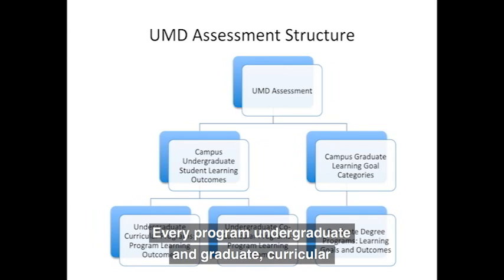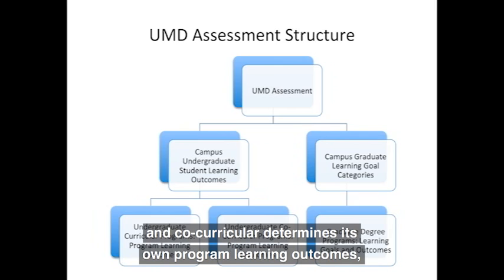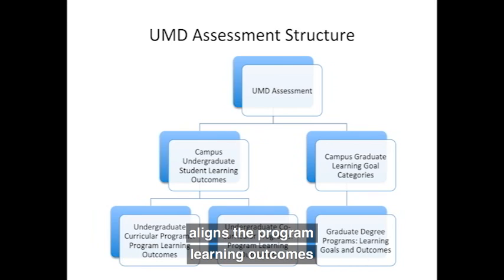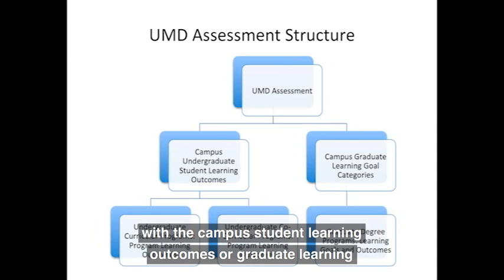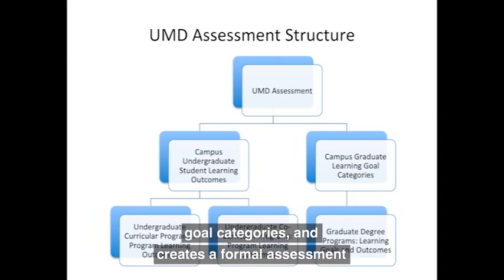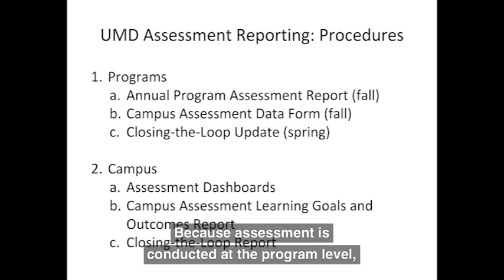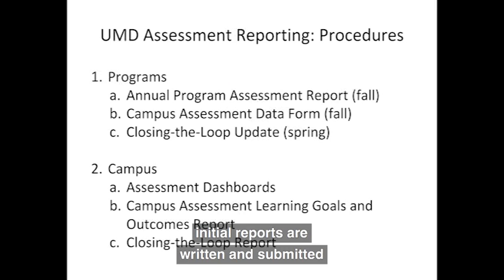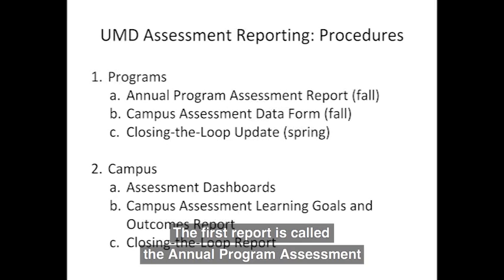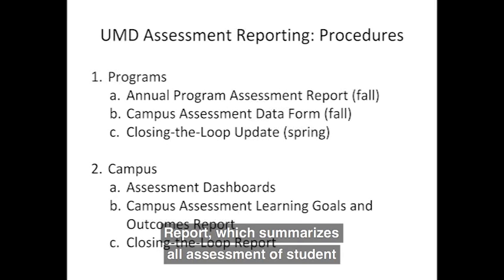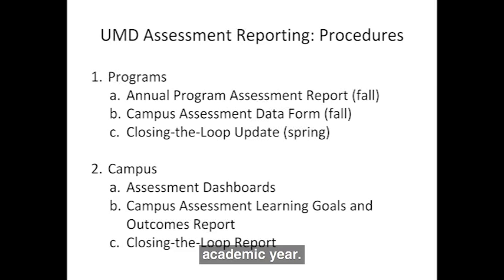Every program, undergraduate and graduate, curricular and co-curricular, determines its own program learning outcomes, aligns the program learning outcomes with the campus student learning outcomes or graduate learning goal categories, and creates a formal assessment plan that follows campus assessment practices. Because assessment is conducted at the program level, initial reports are written and submitted by every program that has an assessment plan. The first report is called the Annual Program Assessment Report, which summarizes all assessment of student learning conducted for the assessment plan in one academic year.